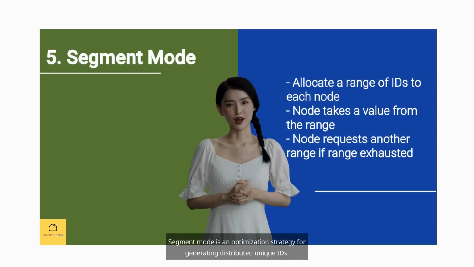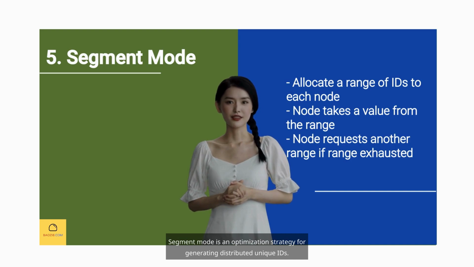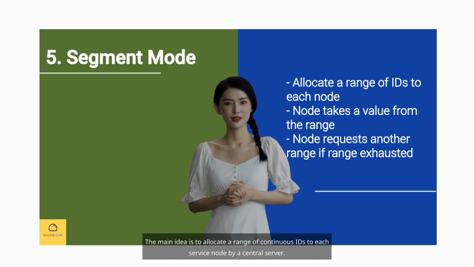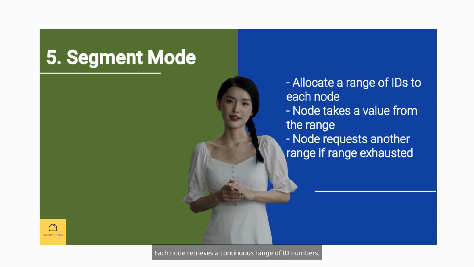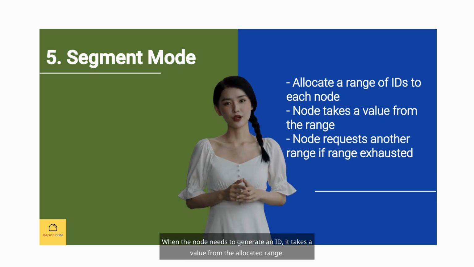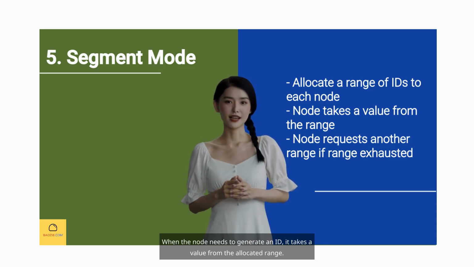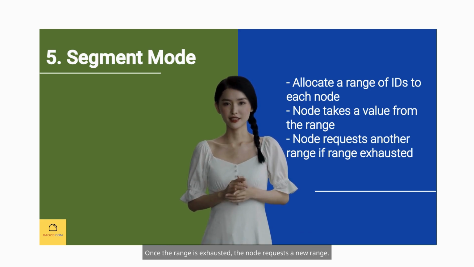Segment mode is an optimization strategy for generating distributed unique IDs. The main idea is to allocate a range of continuous IDs to each service node by a central server. Each node retrieves a continuous range of ID numbers. When the node needs to generate an ID, it takes a value from the allocated range. Once the range is exhausted, the node requests a new range.